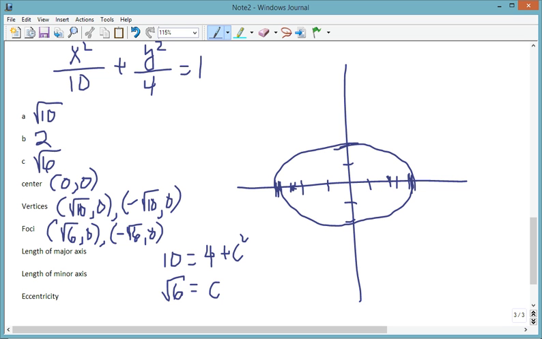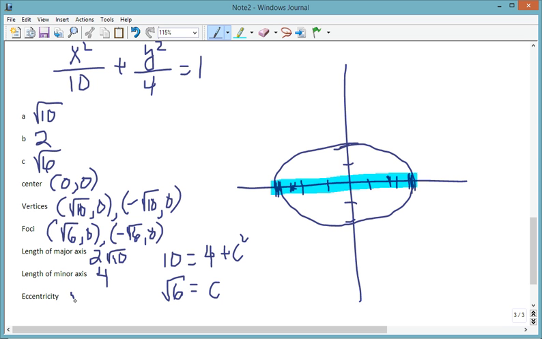The length of the major axis, that's just going to be 2 times a, so that's going to be 2 square root of 10. We're going to leave it in square roots. The length of the minor axis will be 2b, so that's going to be 4.